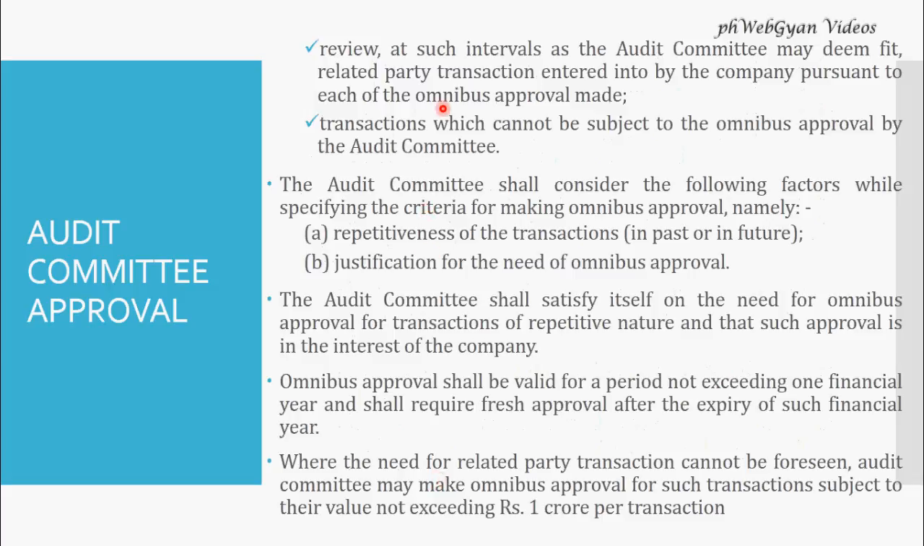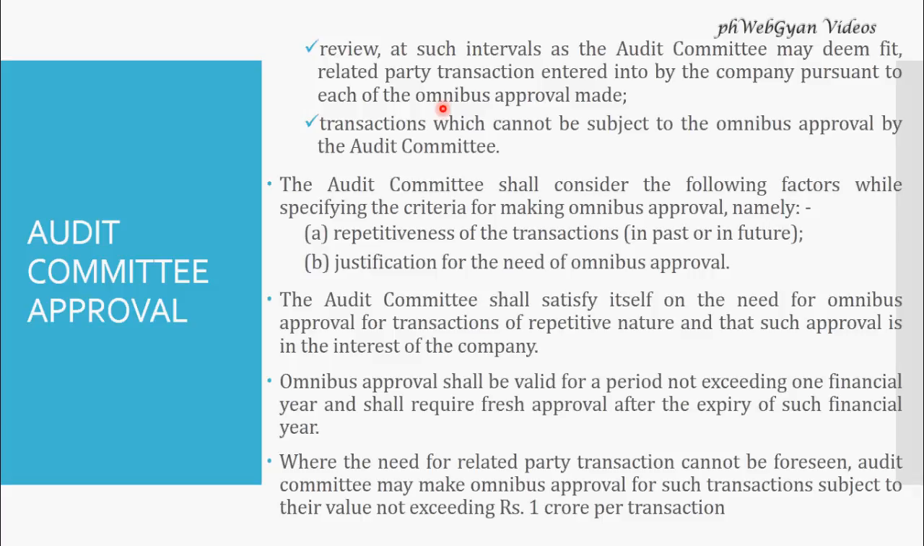Now, let us move forward. It says review, at such intervals as the audit committee may deem fit, the related party transactions entered into by the company pursuant to each omnibus approval made. Now what this is saying is that the liberty is given that the company can seek omnibus approval from the audit committee. But the audit committee has to review at regular intervals all the transactions entered into by the company and the related party, so that the company is not in a position of gaining undue advantage.